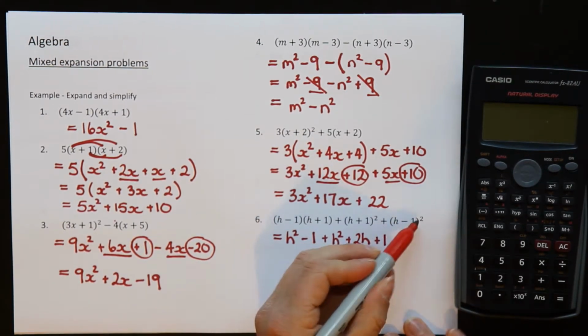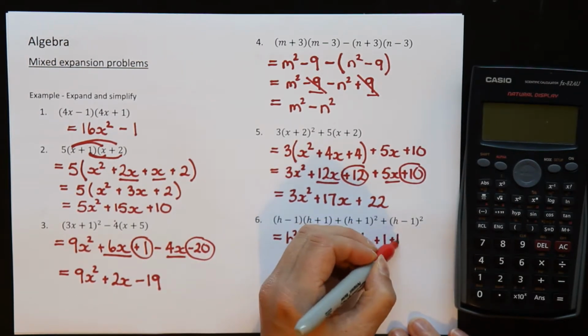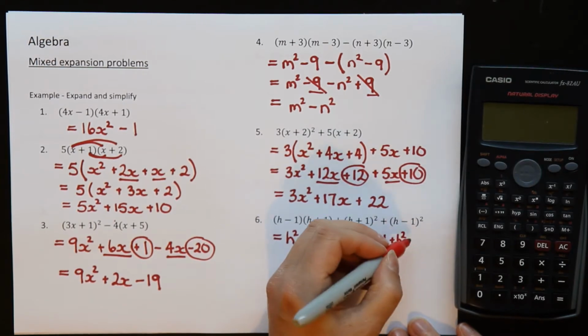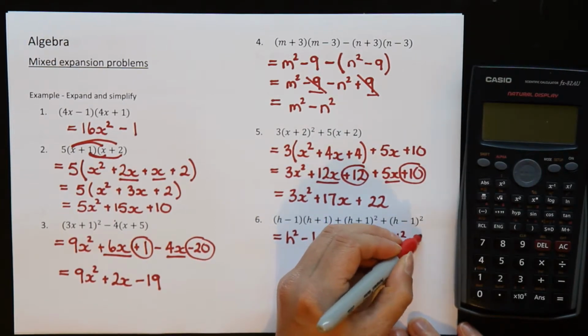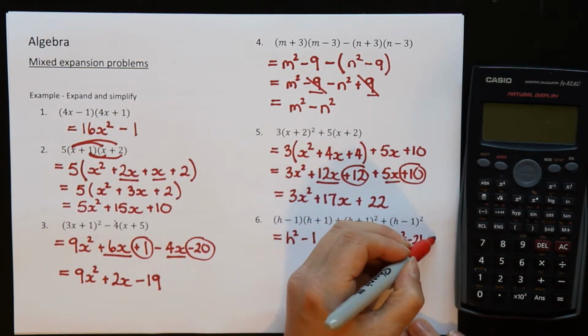And we have another perfect square here, so we do the same thing again. H times h is h squared. H times minus 1 is minus h, and double it, minus 2h. And last times last, 1 times 1 is a positive 1.